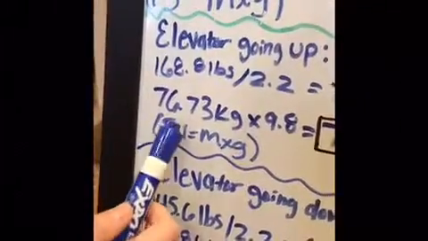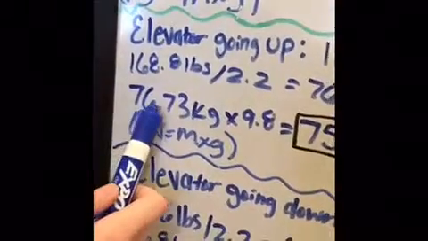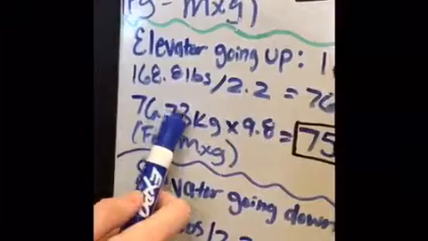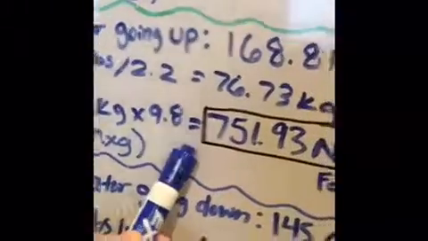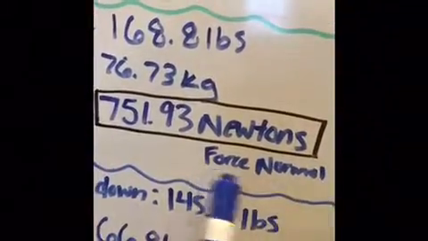Next, we had to find our force normal, which would be mass times gravity: 76.73 kilograms times 9.8, which is 751.93 newtons, which is our force normal.